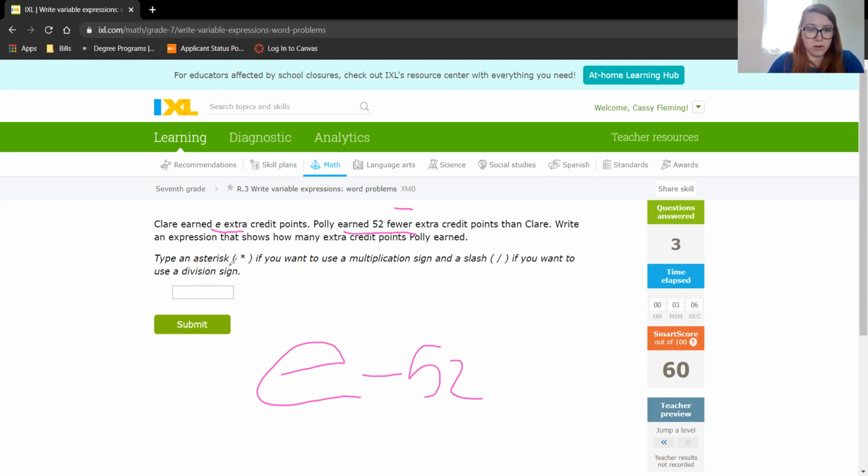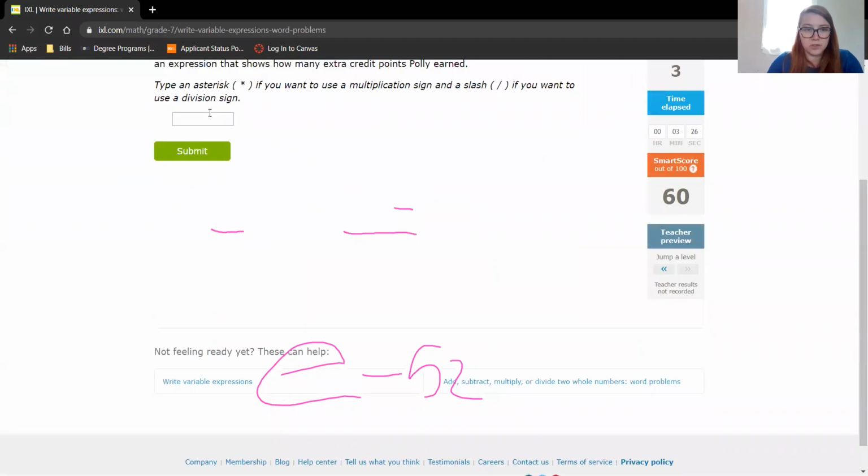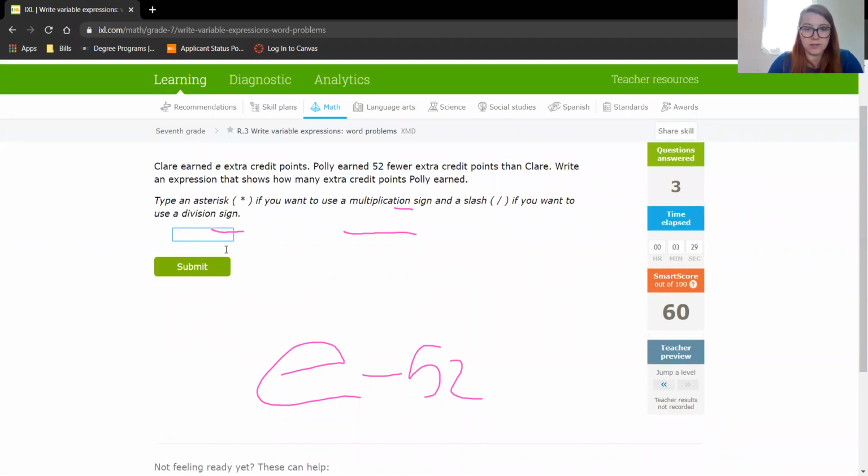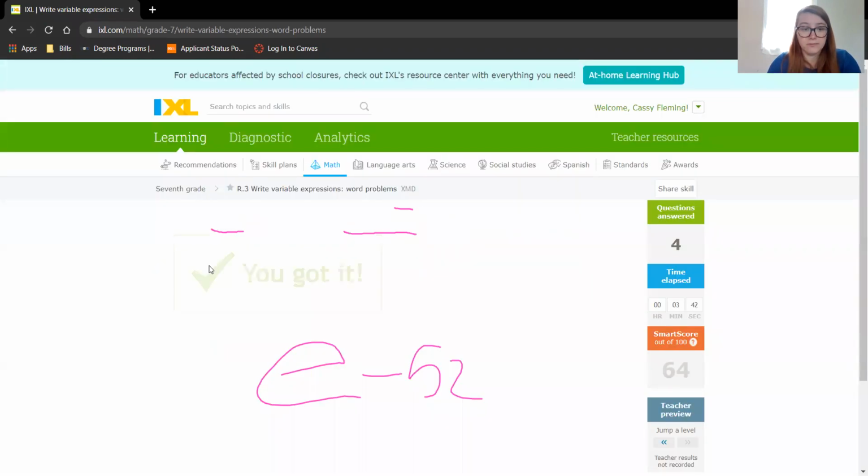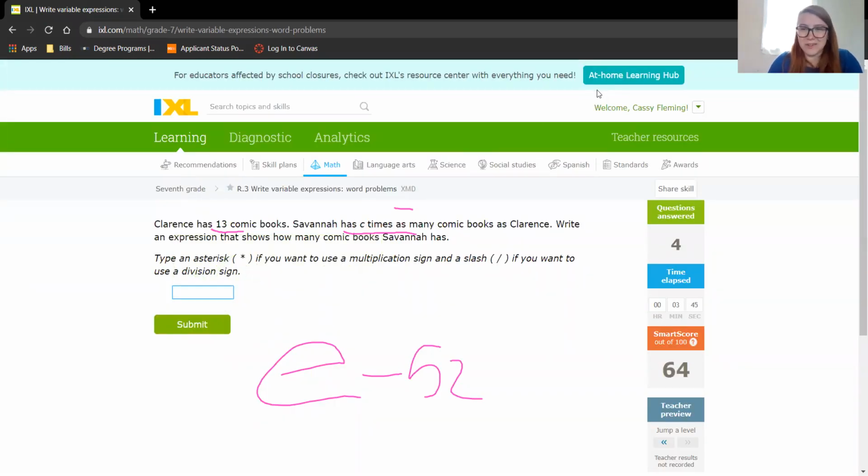And this says if you want multiplication, you use an asterisk. That's what that star is called. And if you want division, you use a slash. We're not doing either of those things, so we can just use the subtract or the minus button. Oops, clicked the wrong thing. So we need to put E minus 52. Knowing IXL, it might be mad that it's a capital, so let's see what happens. I didn't care. We'll do another one.